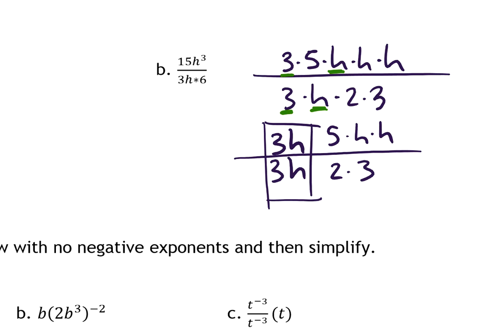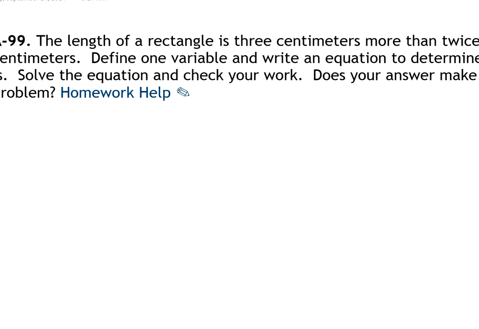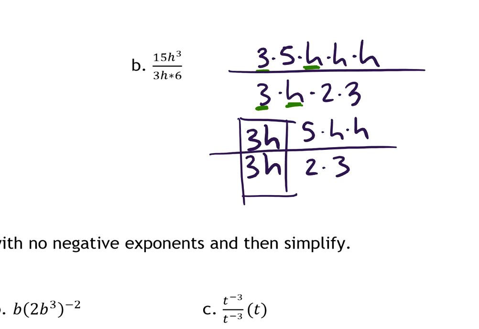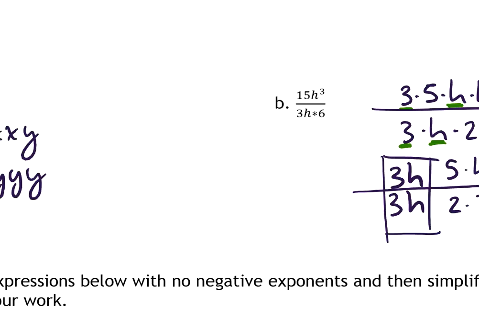So if you look at it, anytime I'm multiplying something by 1, I don't change the value. So this big 1 is exactly that. It's the number 1. 3h over 3h is equal to 1. So what I'm left with is 5h squared over 6. I'm sorry, I have 5h squared over the number 6.